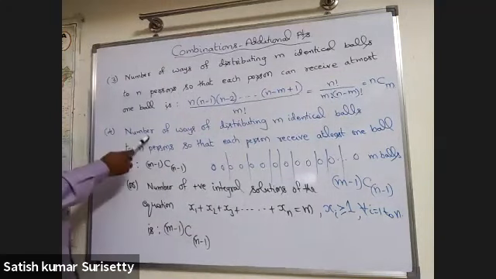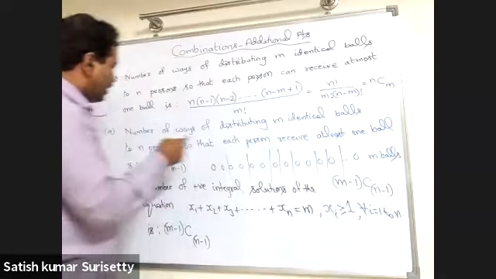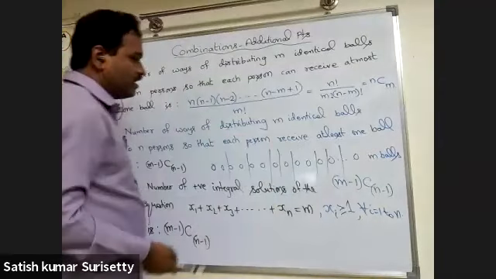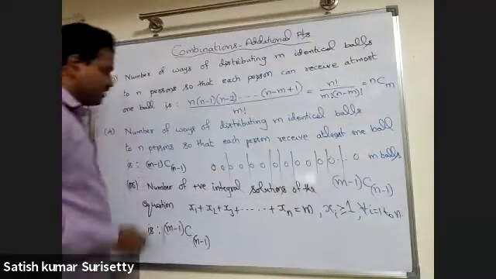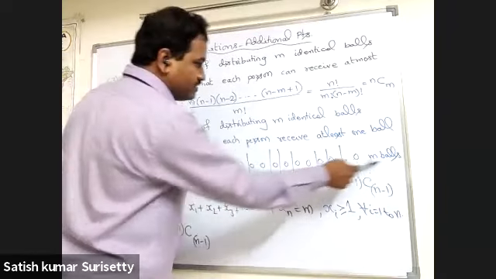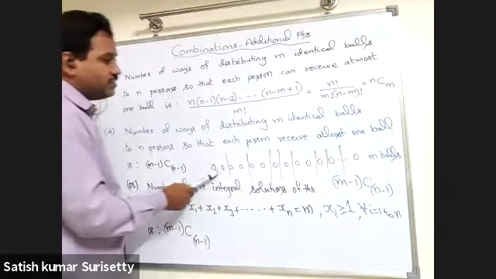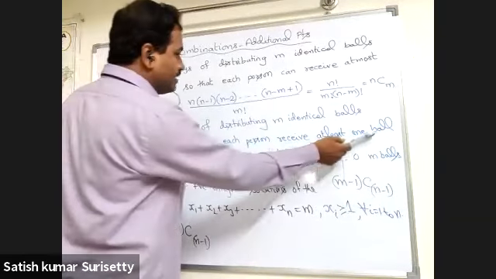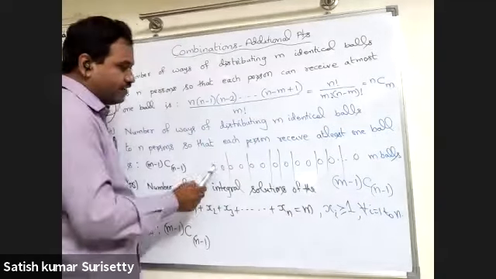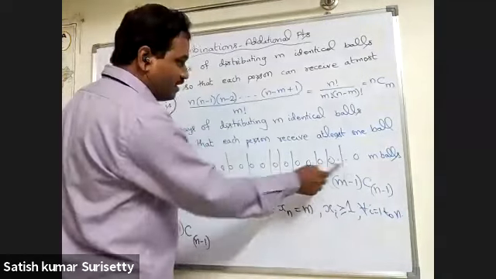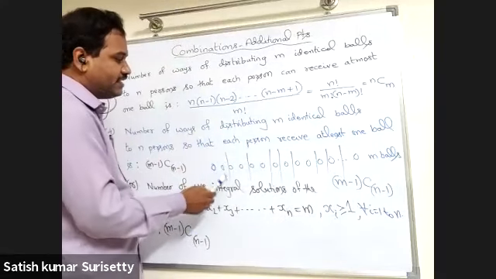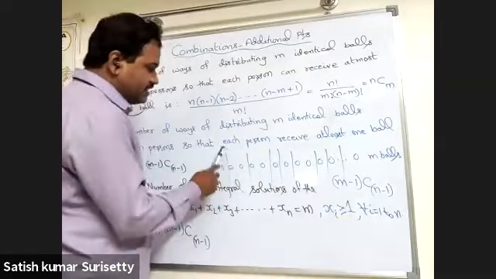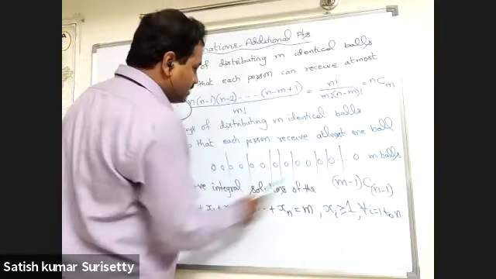Next, the number of ways of distributing m identical balls to n persons so that each person receives at least one ball, which means it can be one or more. That means we are having m balls which are in a line. Now we have to distribute these m balls to n persons such that each person can receive at least one ball. That means I have to break this arrangement of m balls into n parts. That means I can keep some gaps in between only, not at the extreme positions. That means these gaps or breaks are possible in between.